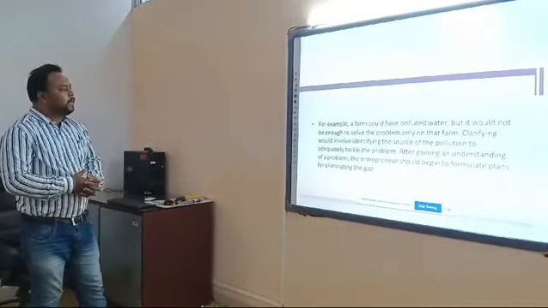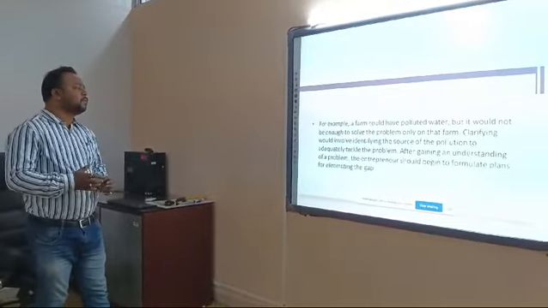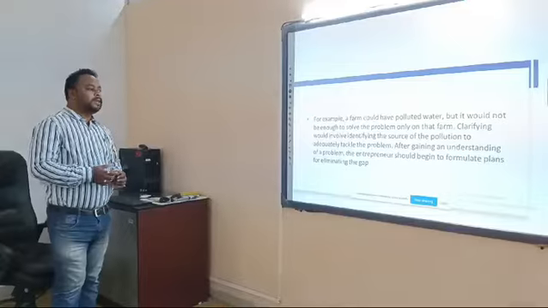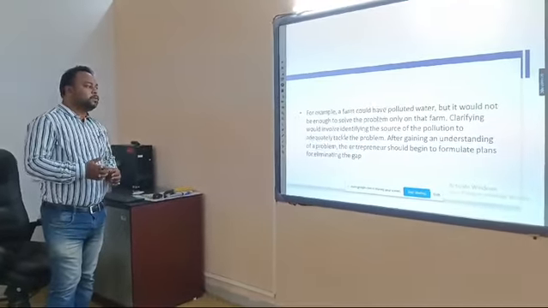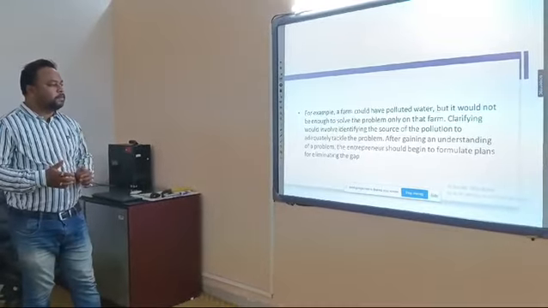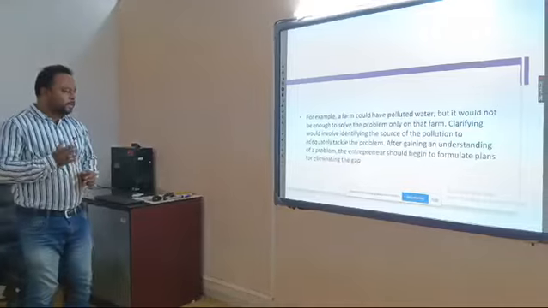For example, if a farm had polluted water, it would not be enough to solve the problem only on that farm. Clarifying would involve identifying the source of the pollution to adequately tackle the problem. After gaining an understanding of a problem, the entrepreneur should begin to formulate plans for eliminating the gap.